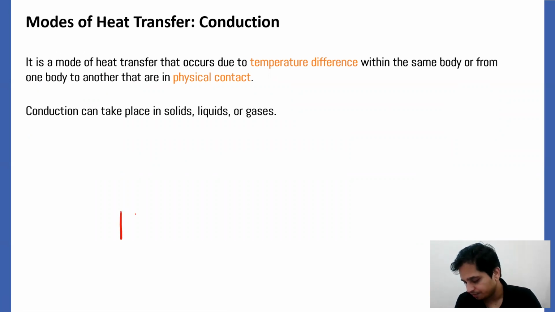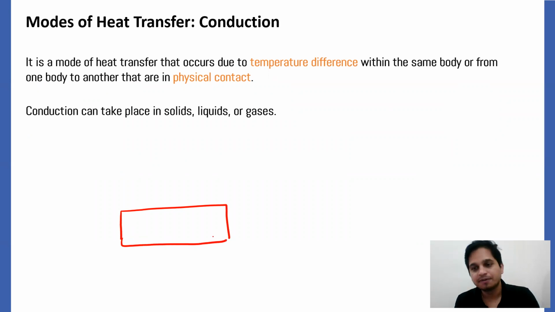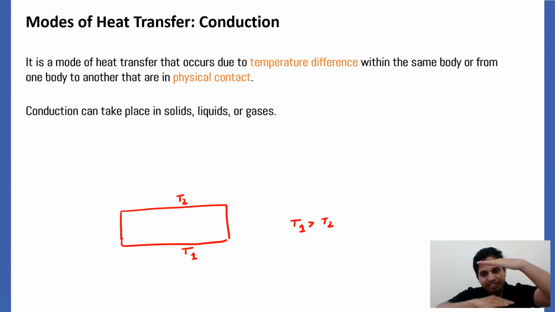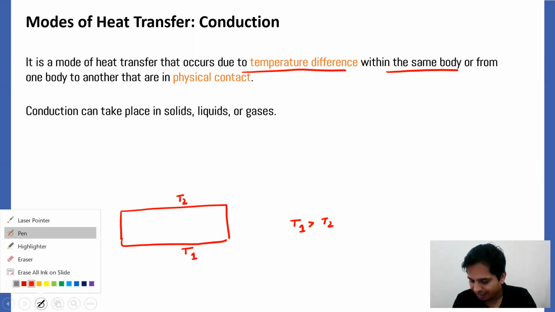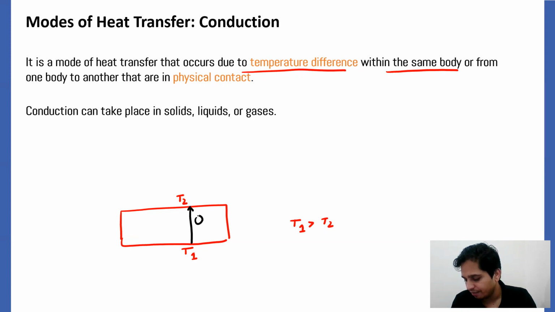Look, you have a body, one body, and this side the temperature is T1 and this side the temperature is T2. I am saying T1 is greater than T2. It is a single body, but we have maintained the two sides of the same body at different temperatures. So there is a temperature difference. The first condition is satisfied, and within the same body is also satisfied. So both conditions are satisfied, so there will be heat transfer from this side to this side, and this is called conduction. This is the first thing.